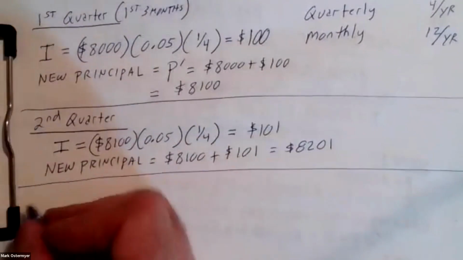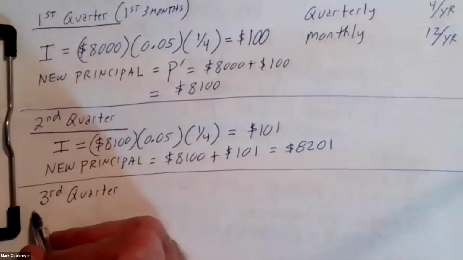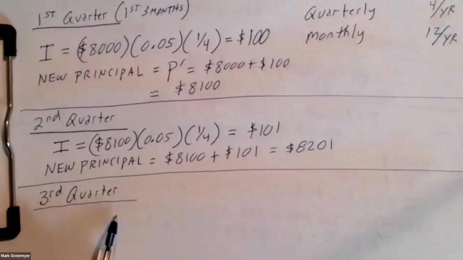Quarter number 3, third quarter of the year. This is the third 3-month period of the year. So we're going to try to figure out what's the new principal at the end of what? 9 months, do you agree?